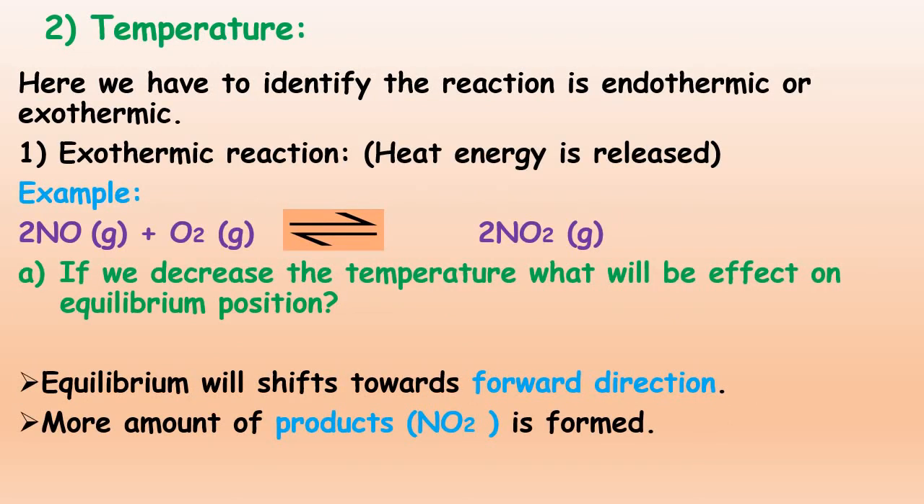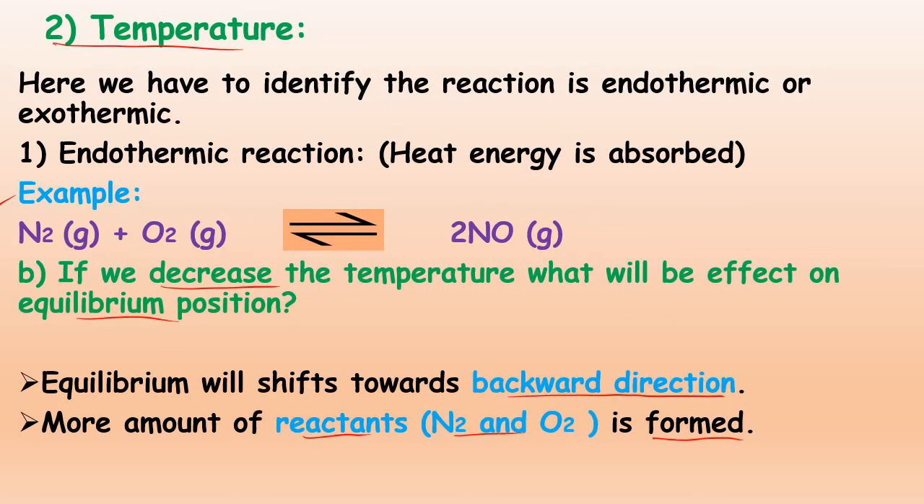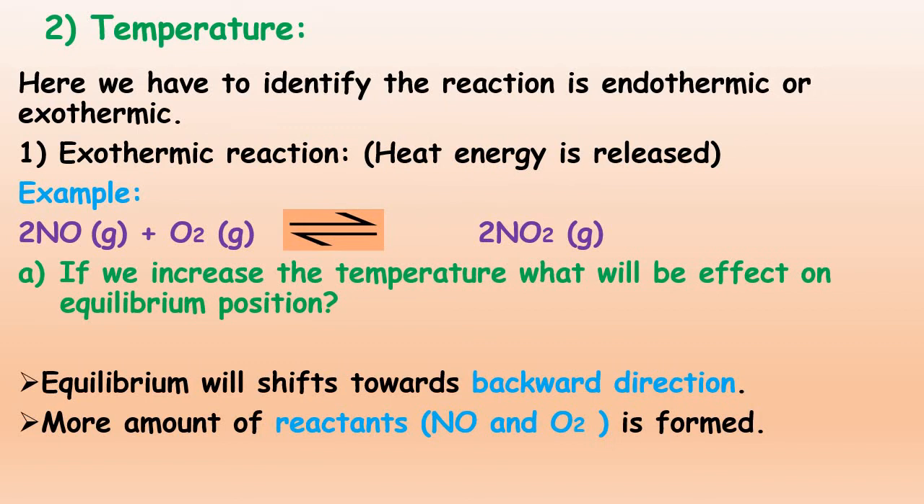This was related to temperature, and this was endothermic. As I told you, we have to identify whether the reaction is endo or exo. So this was the example related to endothermic. Now we are moving towards temperature again, but we have to identify whether the reaction is endo or exo. Now the second case is that the reaction is an exothermic reaction.